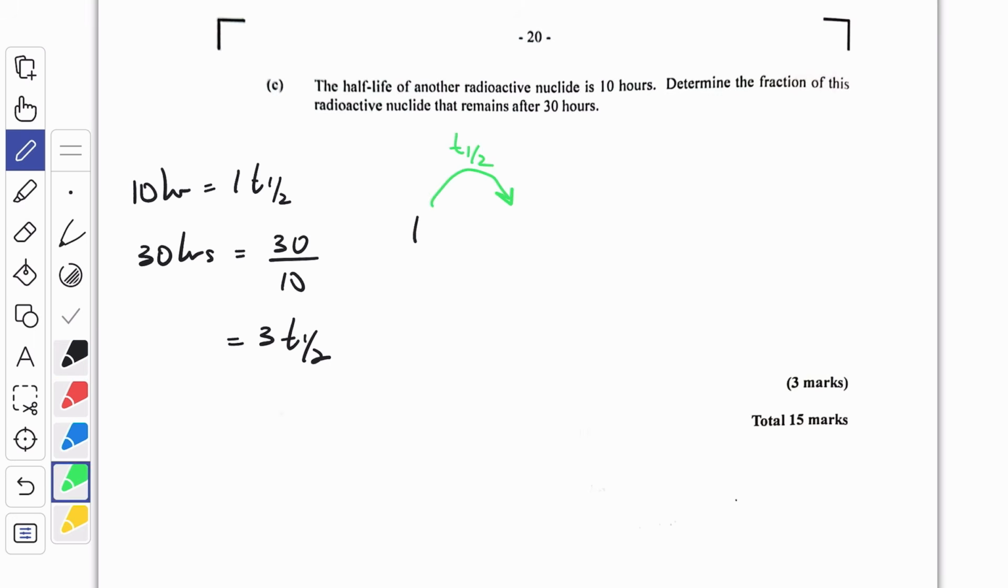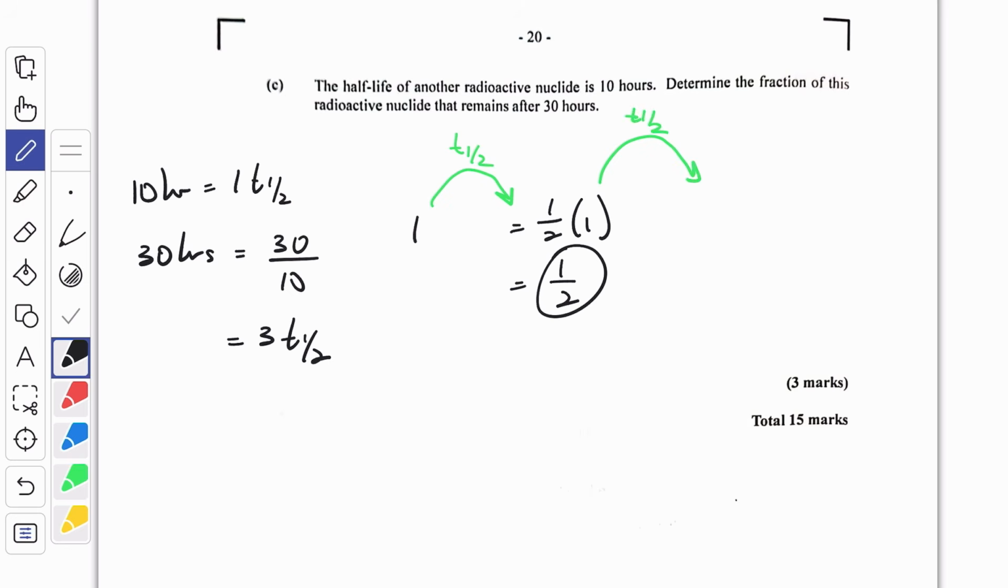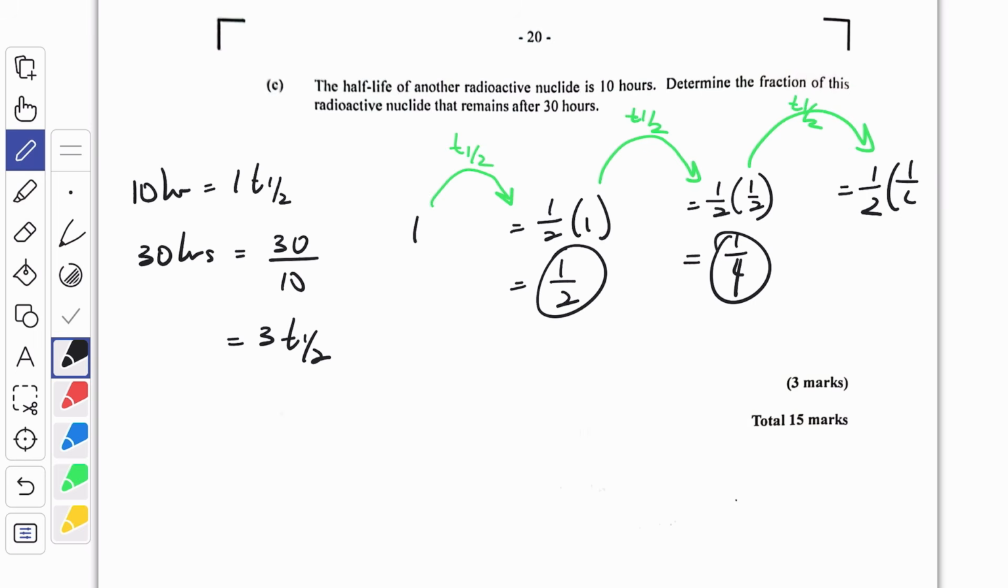Now I start with 1, or the whole. I go through 10 hours, which is a half-life interval, and I'll be left with half of the original amount. Half of 1 is 1/2. Now I go through another half-life interval, so I end up with half of the amount I had before, which is 1/2. So half of 1/2 gives me 1/4. Now I have another half-life interval, where I have half of the previous amount, which is 1/4, and that gives us 1/8. So the fraction remaining is 1/8 of the original amount.